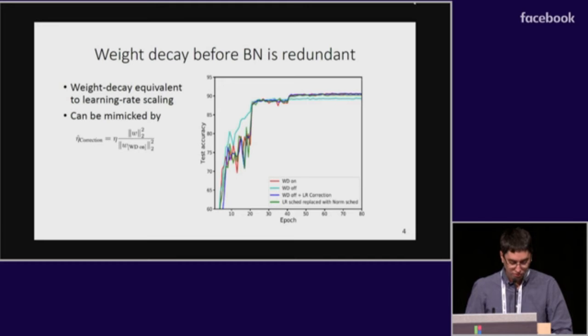First, we would like to understand the interaction of batch norm with weight decay. We showed that using weight decay on layers preceding batch norm is equivalent to learning rate scaling and can be mimicked by simply adapting the learning rate. We recorded the norm of the weights trained with weight decay and then retrained without it, modifying the learning rate to account for the change of the norm. As you can see on the graph, we were able to replicate the results obtained by weight decay with this simple learning rate modification.